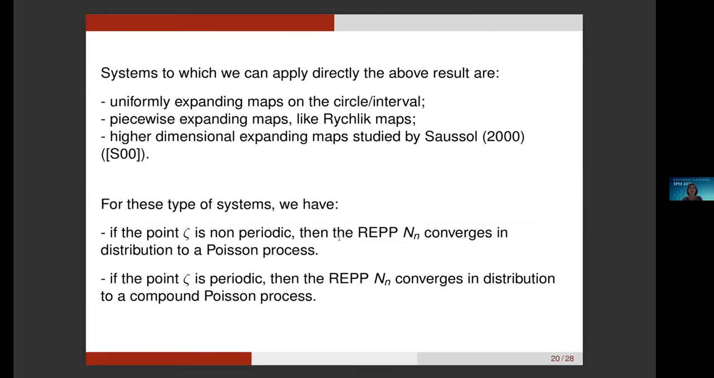Now, some examples. Systems to which we can apply directly the above results. So there are uniformly expanding maps on the circle or interval, piecewise expanding maps like Rychlik maps, higher dimensional expanding maps, for example, like the ones studied by Saussol. And for this type of systems, we have a dichotomy. So if the point zeta is non-periodic, then the relevant point process converges in distribution to a simple Poisson process. If the point is periodic, then we have a convergence to a compound Poisson process.